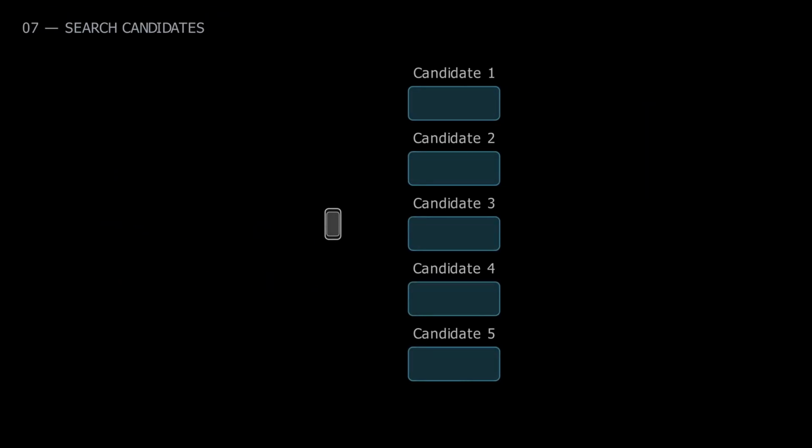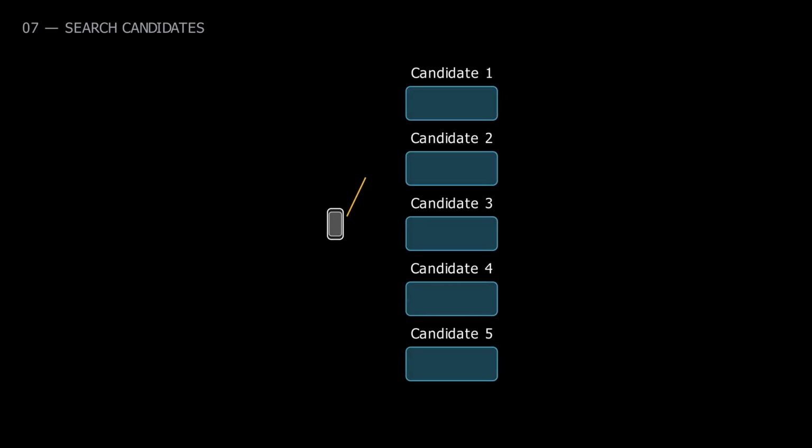Within a search space, there can be multiple possible PDCCH locations. These are called search candidates. Now the UE checks the candidates one by one until it successfully decodes a valid DCI message.